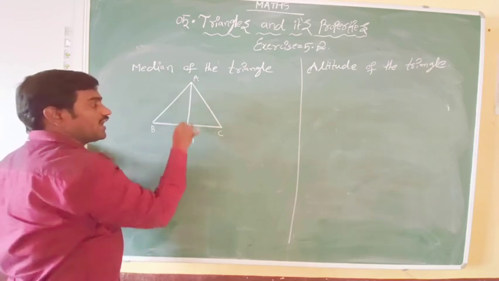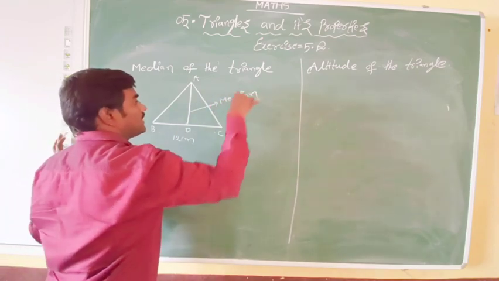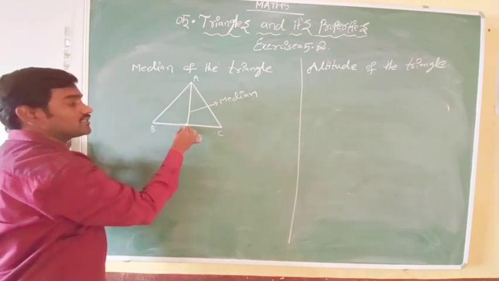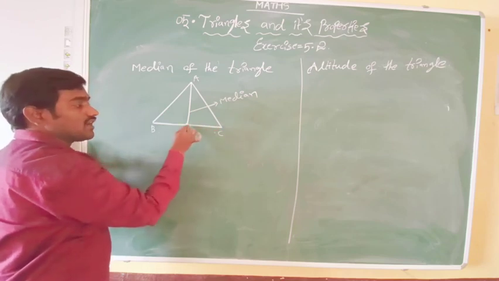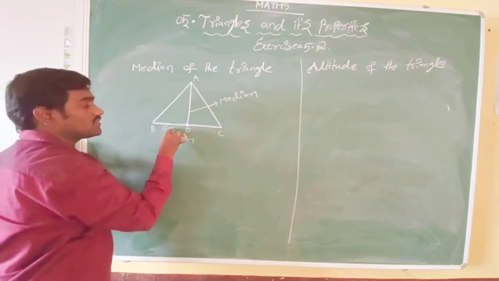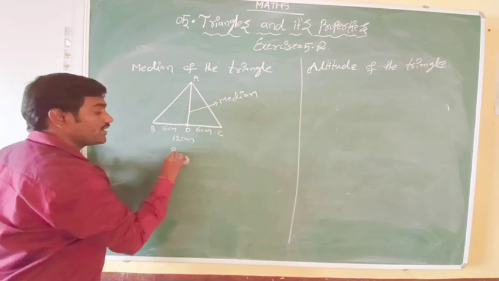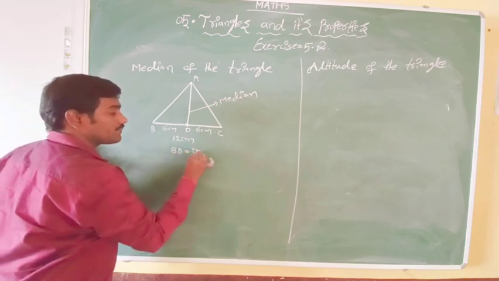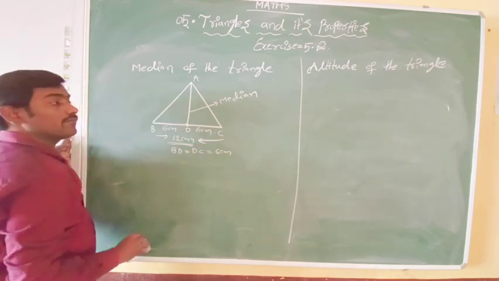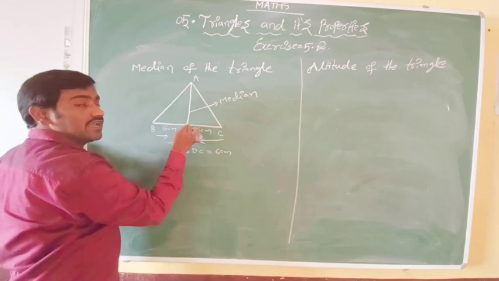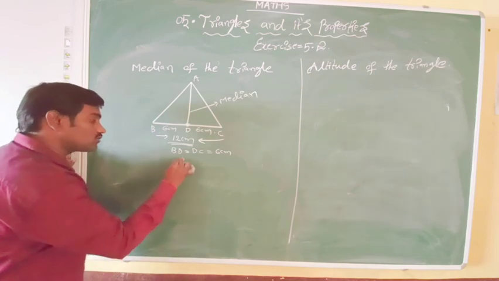So this line AD, suppose AD is known as median. This AD intersects BC at exactly half of the total length. That means AD will divide BC into two equal parts, such that BD is equal to half of BC, that is equal to 6 centimeter. Before it was 12 centimeter, but this D comes exactly at the 6.